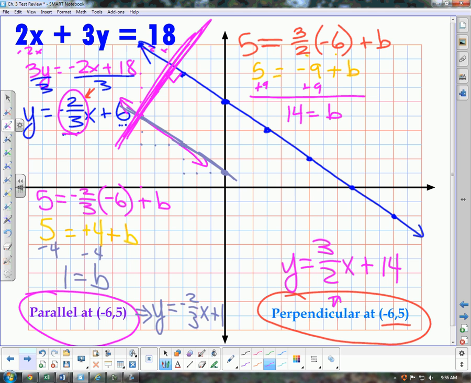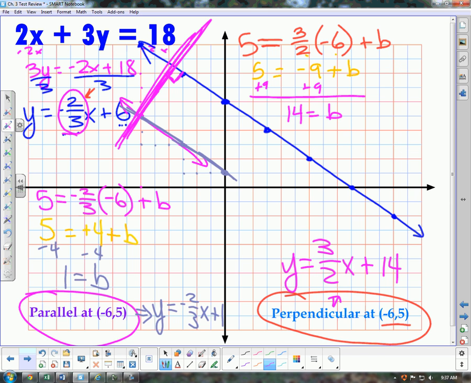Right there, and that is a right angle. And there's how you write a parallel on a perpendicular line. And that would be the conclusion of everything for the first test.